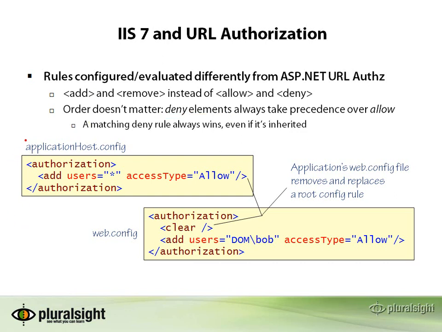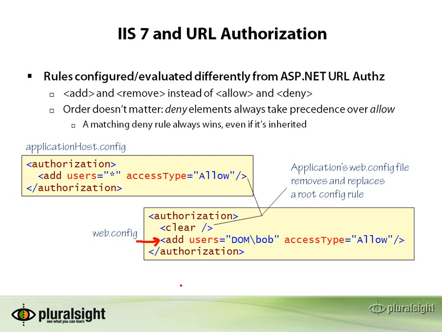So what we're going to do is, if we take a look at the root config file for IIS 7, you'll see that it has a default rule that says for users equals star, we're going to allow users equals star. So in our application, we're going to clear that out. We're going to clear out all of the entries that are inherited. So that makes this rule go away. And now we start with a blank slate. Nobody's granted any access by default.